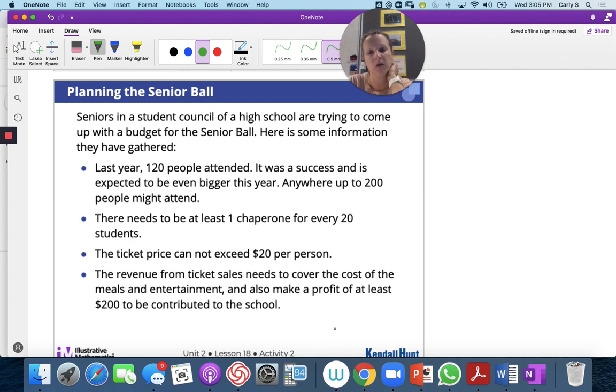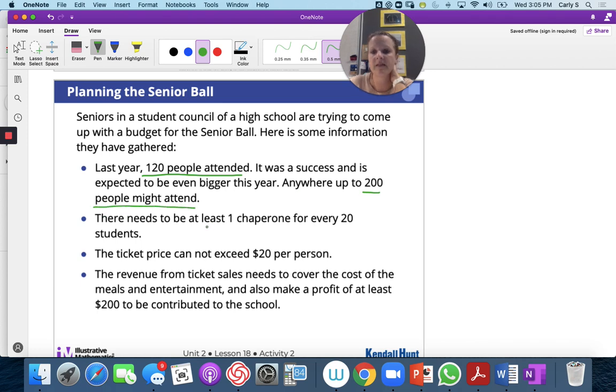Planning the senior ball. Seniors in a student council of a high school are trying to come up with a budget for the senior ball. Here is some information they have gathered. Last year, 120 people attended. It was a success and is expected to be even bigger this year. Anywhere up to 200 people might attend.